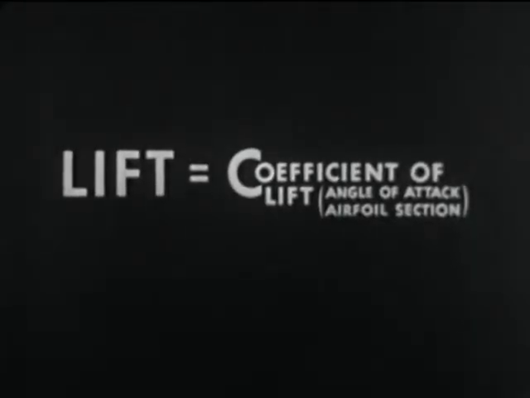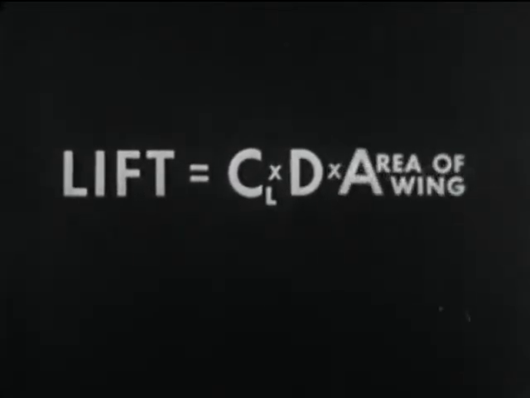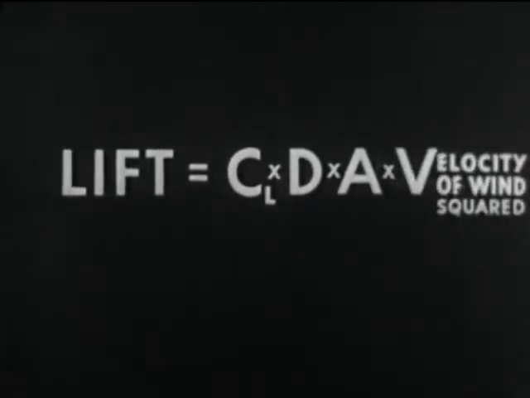Expressed as an equation, the lift is equal to a coefficient which is determined by the angle of attack and shape of the airfoil, multiplied by the density of the air, multiplied by the area of the wing, multiplied by the velocity of the wind squared.